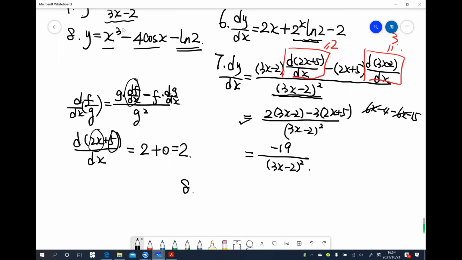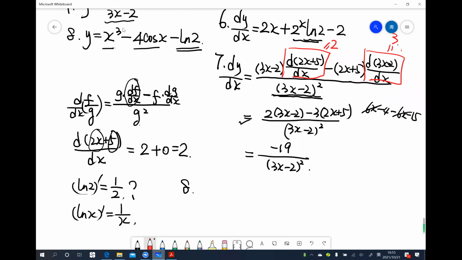Ln 2 is a constant or a function? Many students write ln 2 prime equals to 1 by 2 because maybe she or he thinks that we have learned that ln x prime equals to 1 by x. So ln 2 prime equals to 1 by 2. Is it correct? Guys, is it correct?